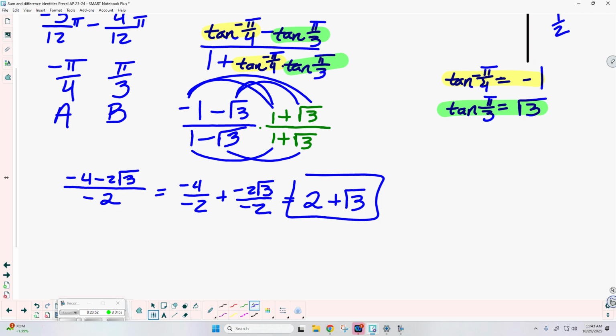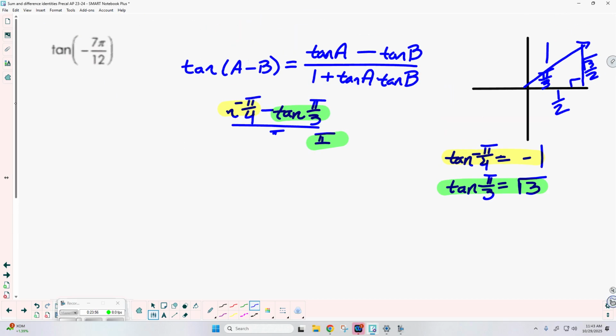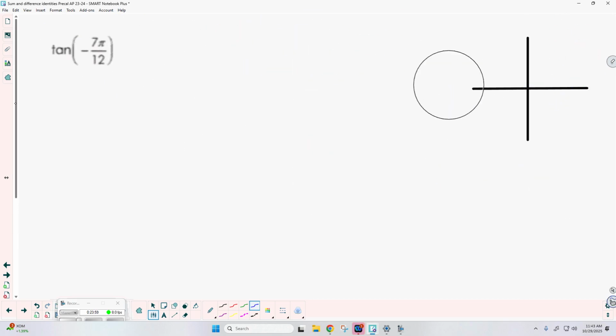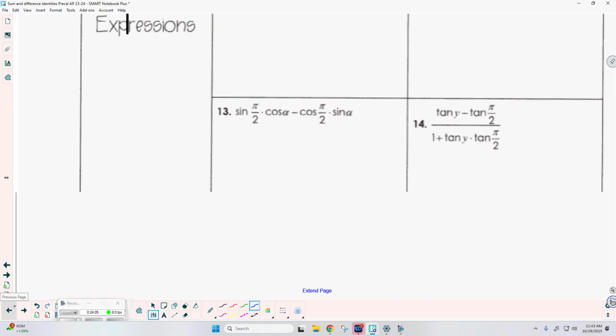So that is as far as I wanted to go with the notes today. As I said, we will go ahead and wrap this up on Tuesday after your long break. Okay. Will the sum and difference identities be on the test? No.